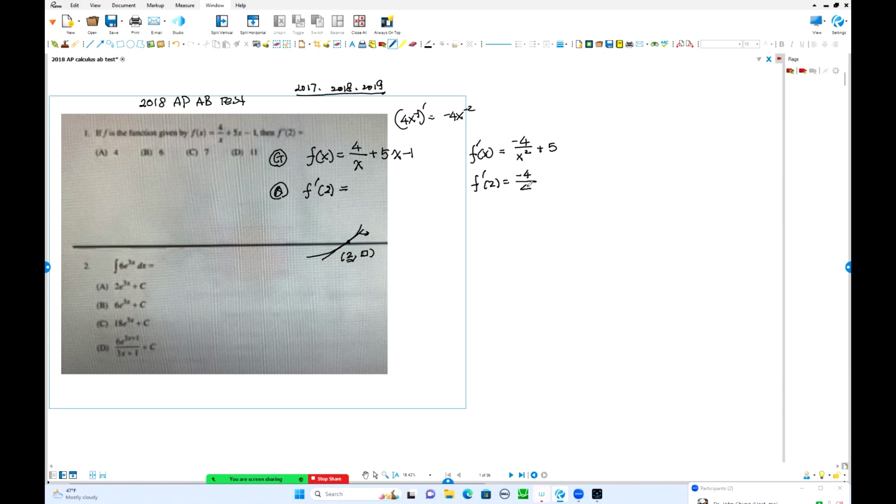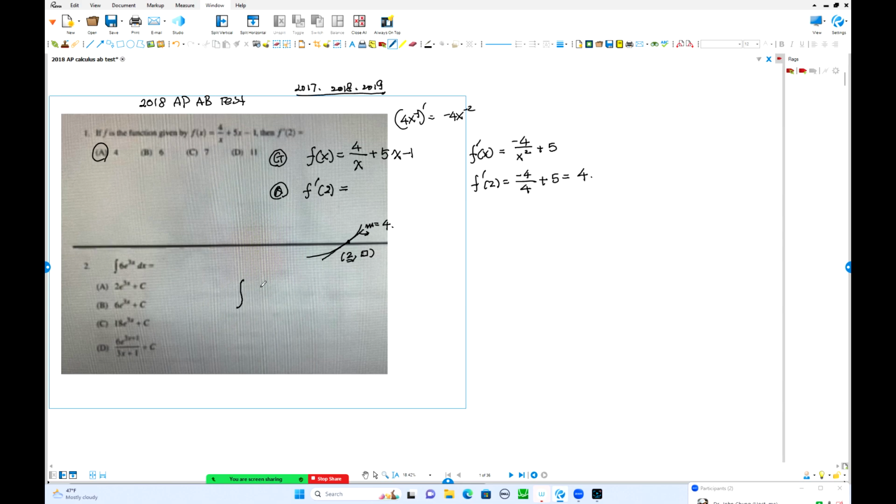Yep, 4 is there, okay? The slope of the tangent line equals 4. Okay, very good. Now let's do number 2.